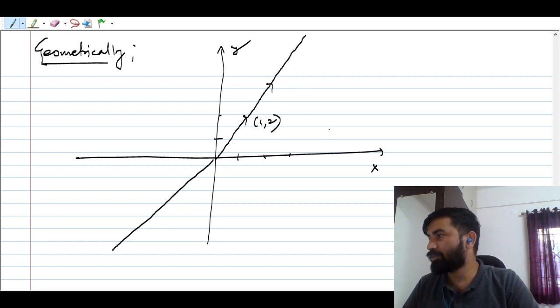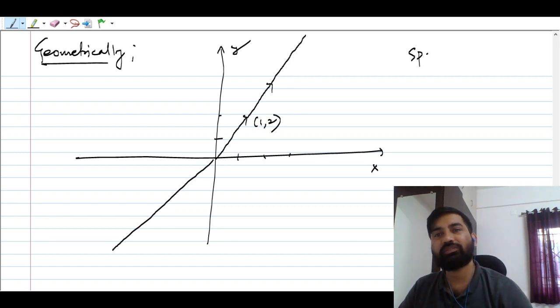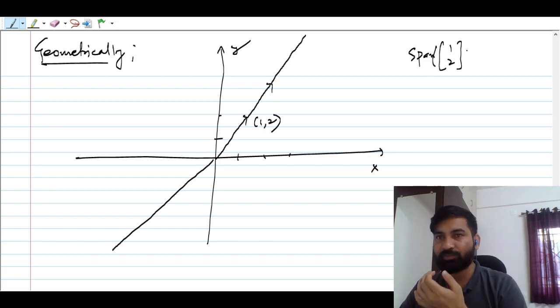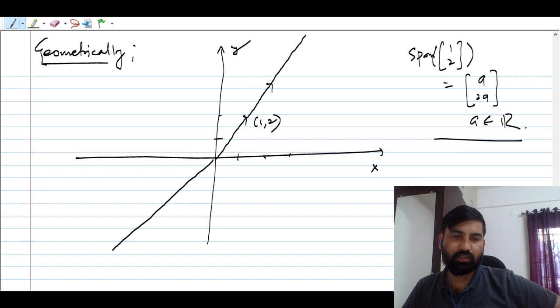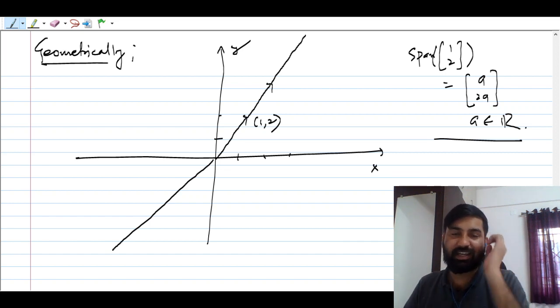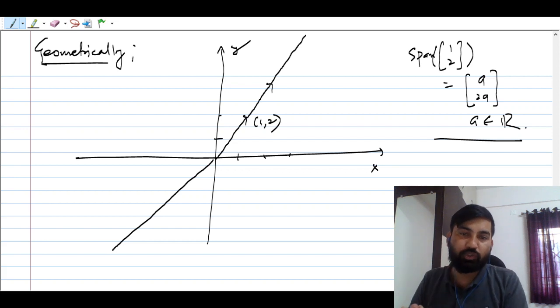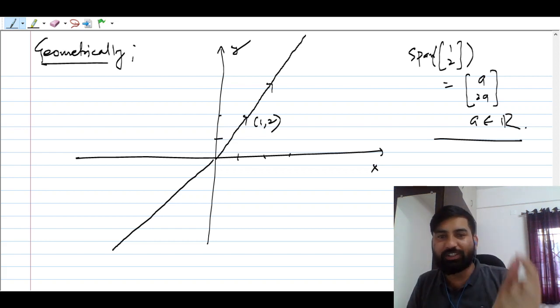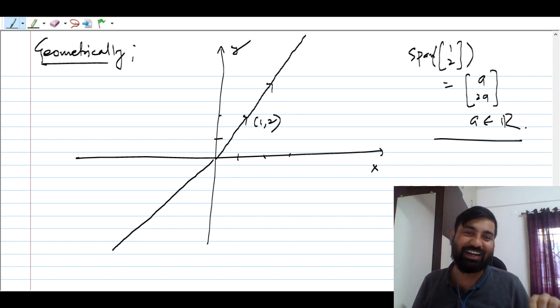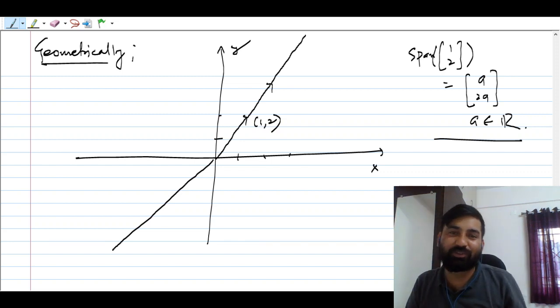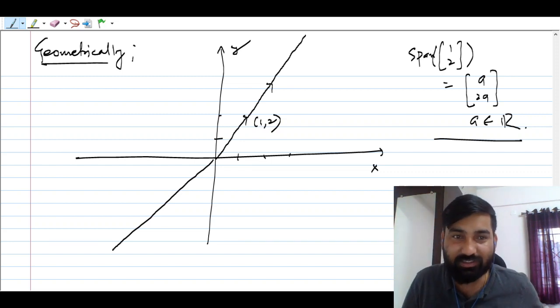Please remember these points are very important. If I ask you what is the span of the vector (1, 2), you can say that the span of (1, 2) is going to be (a, 2a), where a is a real number. Remember how to write the span of a vector. Did you understand? If someone asks for the span of (1, 2), meaning you have just one vector, you are not going to take any linear combination. What you do is, the span of (1, 2) means simply you multiply one scalar constant and you will get what?